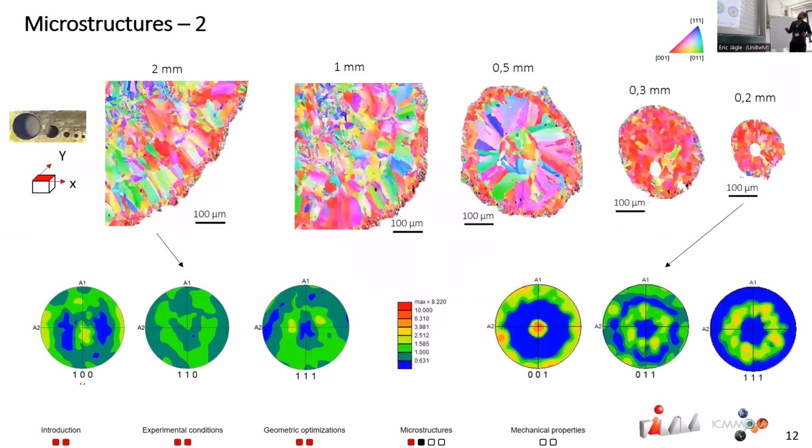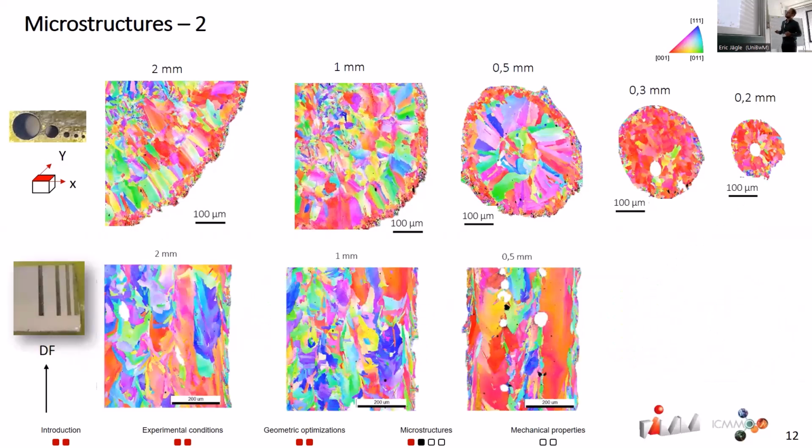And so you can see here my EBSD for different diameters from 2 millimeters to 0.2 millimeters. The main thing that you can see here is that you have a 0.01 texture that is lost at 2 millimeters. You can also see that here you start to see the effects of the strategy, but because it's only made out of contour, you don't see an effect of the hatching, for example.